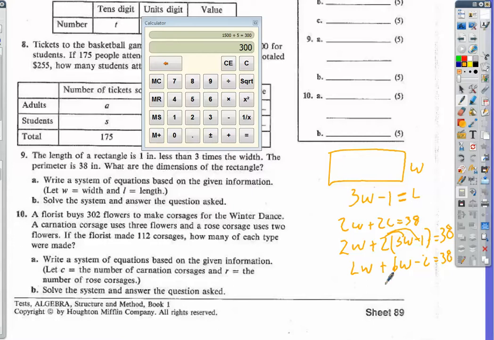So add the W, so we have 8W minus 2 is equal to 38. So we have 8W, so we add 2 to both sides, is equal to 40. So W, divided by 8 on both sides, is equal to 5. So the width is 5, which would make the length 14. So here's our system. That's part A, and part B is it's 5 by 14.